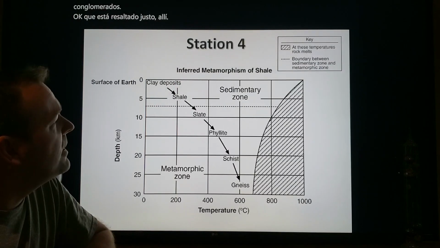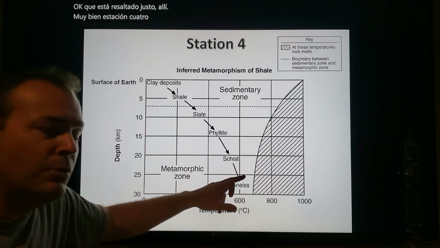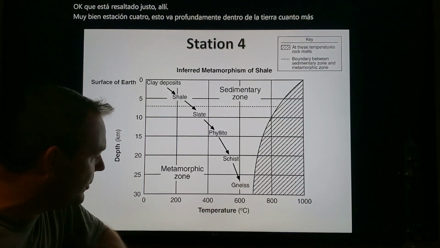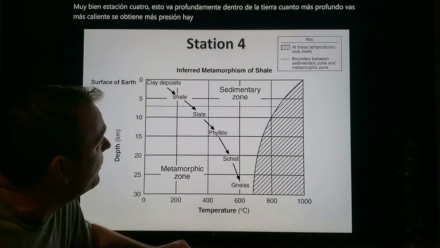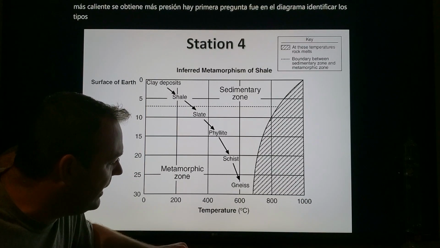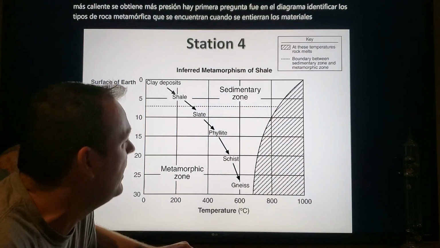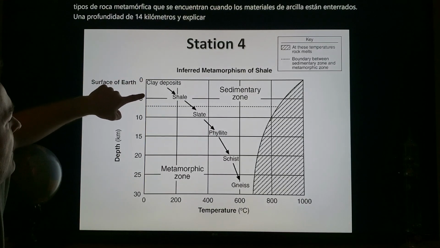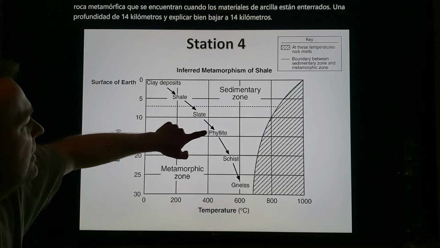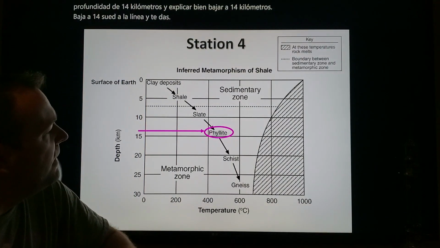All right, moving on to station 4. This is going deep within the earth. The deeper you go, the hotter it gets, the more pressure there is. First question was in the diagram, identify the type of metamorphic rock found when clay materials are buried to a depth of 14 kilometers and explain. Well, go down to 14 kilometers. Right, here's clay, but go down to 14, scoot over to the line, and you get phyllite. Okay, and there it is, right?